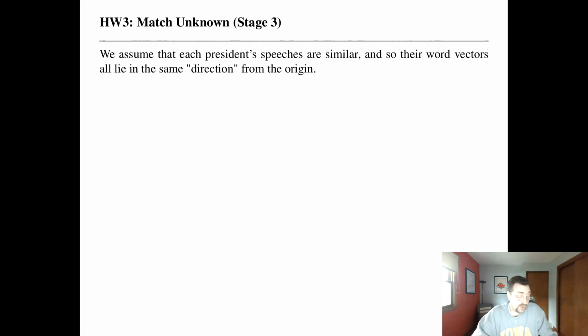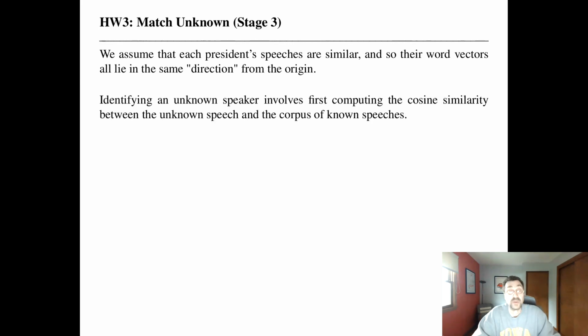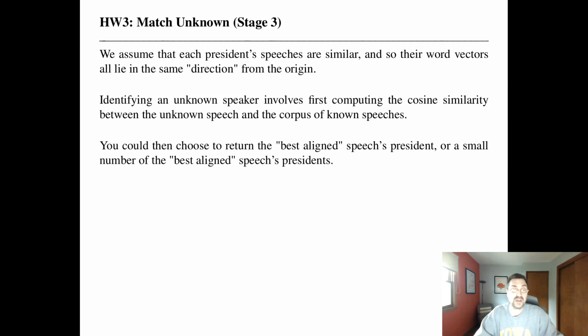So, like I said before, we assume the president's speeches are similar, so their word vectors all lie in sort of the same direction from the origin. Identifying an unknown speaker basically says, given the vector template, the terms I'm going to use, compute the term frequency inverse document frequency for that particular unknown speech, and then the cosine similarity of that vector with each of the known speech vectors defines the speeches that are closest to it in the space. Now, once you do this, you could come up with a metric that says, wow, I've got the speech that's closest, the most aligned to the unknown. I'll just say that's by the same person.